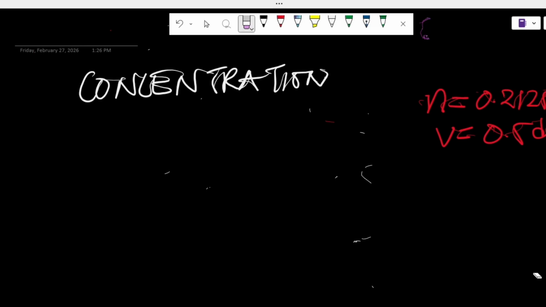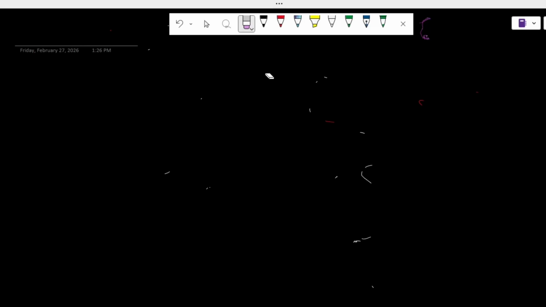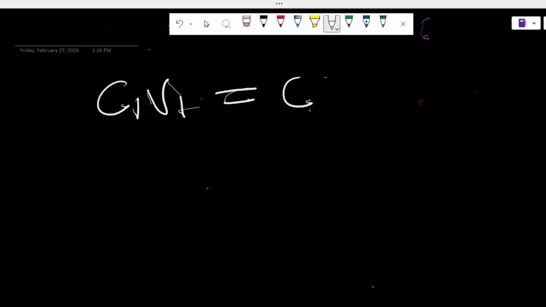Now, sometimes you might be required to use titration to calculate the concentration. And in this case, the formula that we usually use is C1V1 is equal to C2V2. So this shows that concentration 1 and volume 1 is equal to concentration 2 and volume 2.